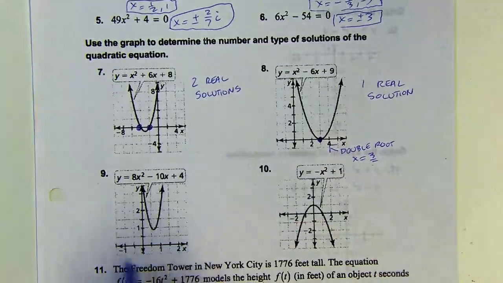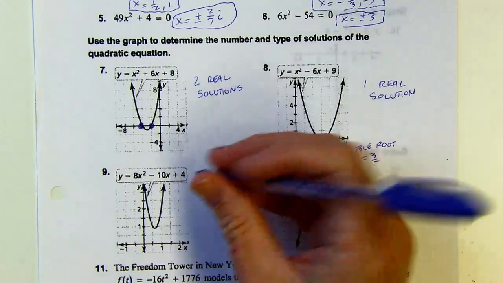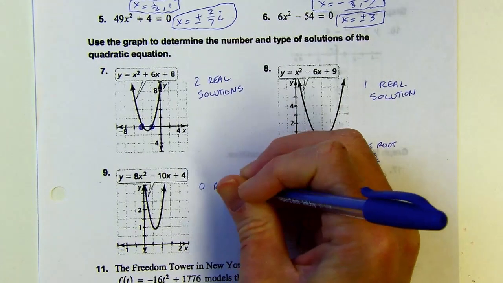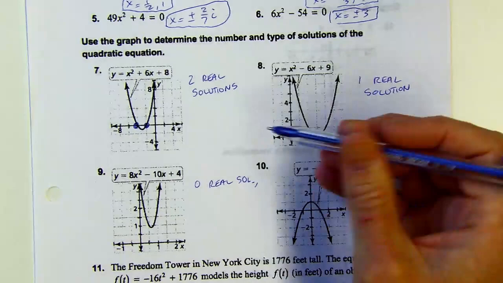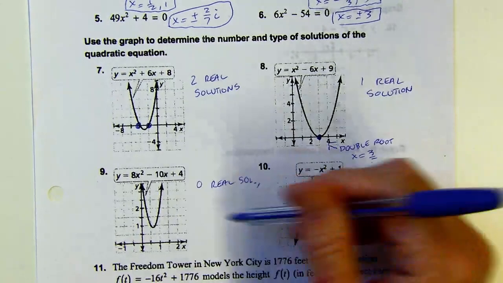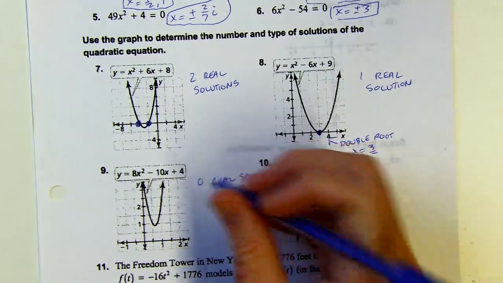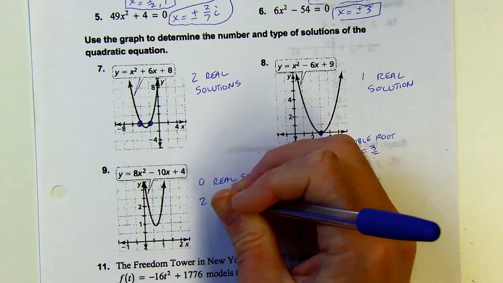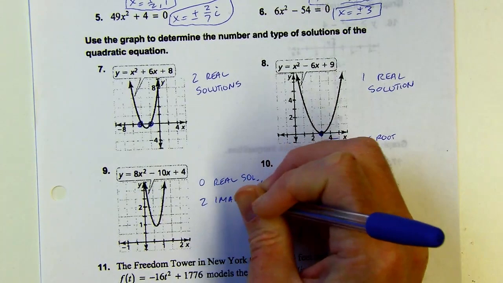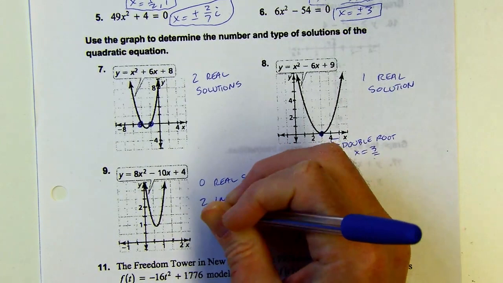All right, this one never crosses the x-axis at all, so that means 0 real solutions. But if it has 0 real solutions, it still has to have 2 total solutions. These are all second degree. So that means the other 2 solutions are going to be imaginary. Okay, so we always have to get to a total of 2.